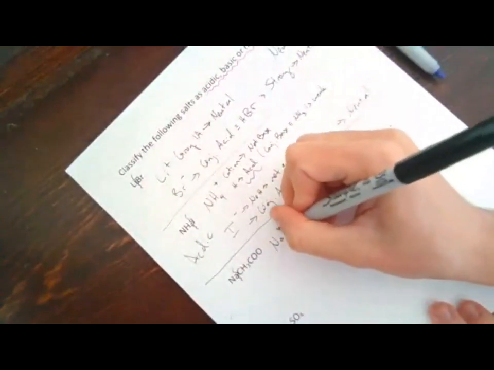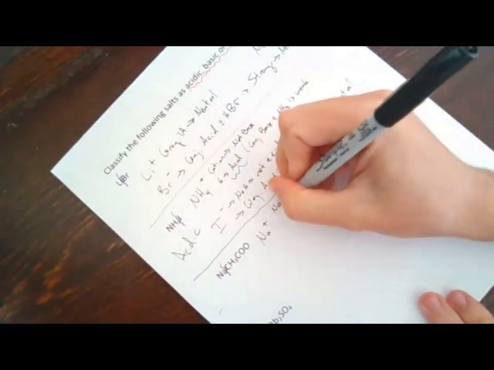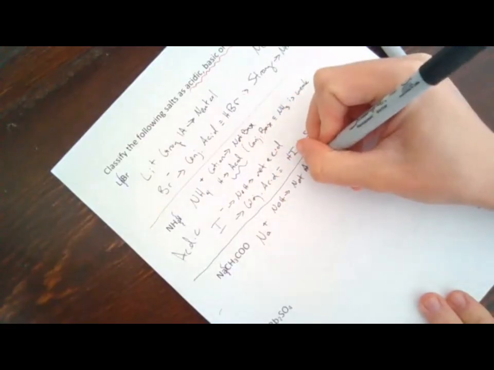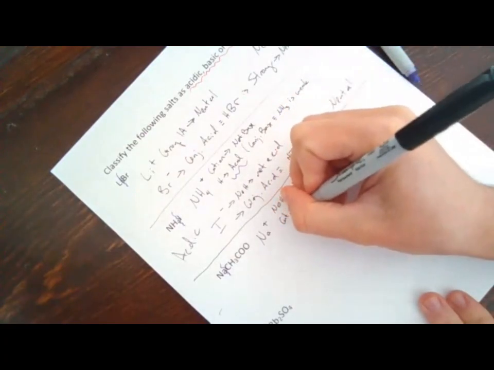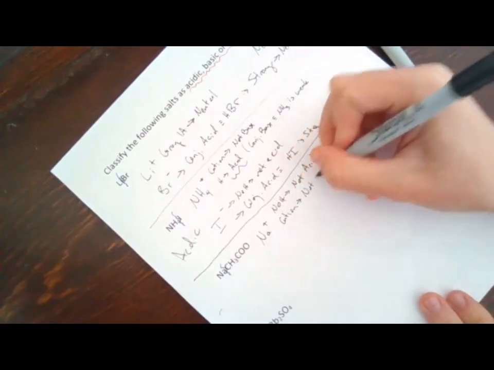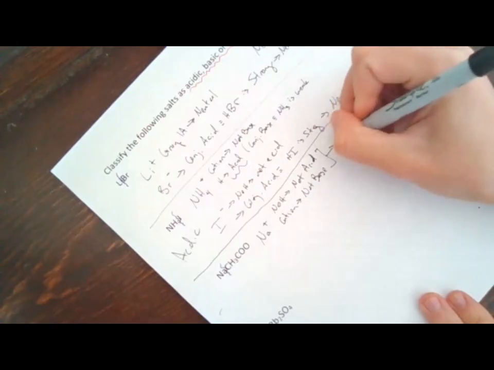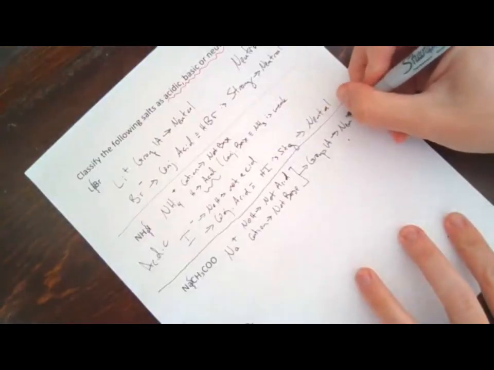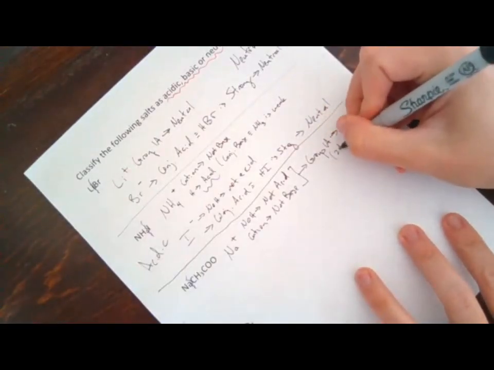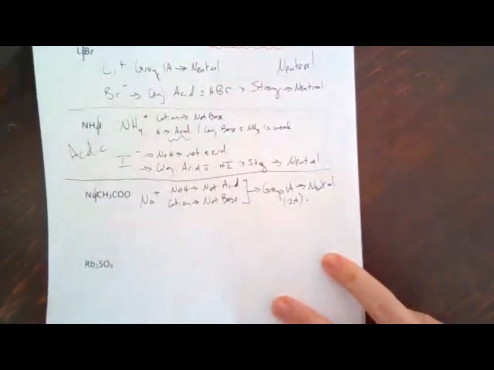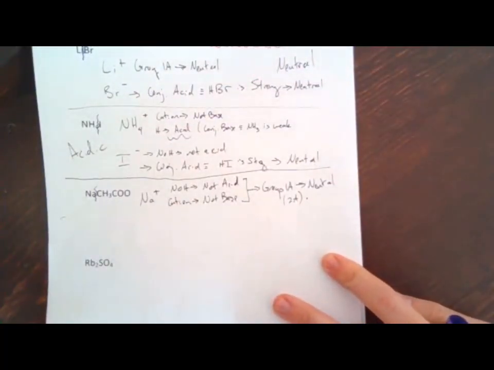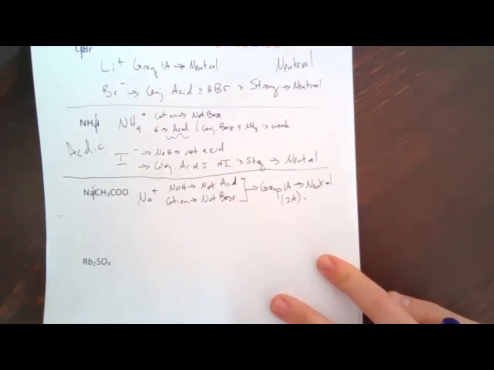Sodium acetate. I have Na plus, so no H leads to not an acid. And cation leads to this thing being not base. We can also just look and see, if we see group 1A, that tells us it's neutral. Group 2A is also the same. Any cations from group 1A or 2A on the periodic table, your potassiums, sodiums, magnesiums, calciums, are all going to be neutral.